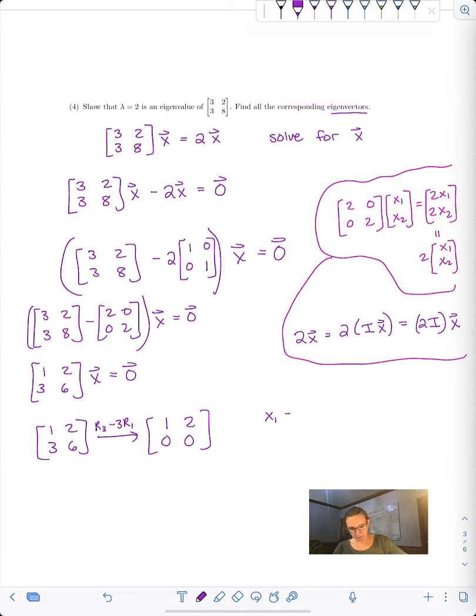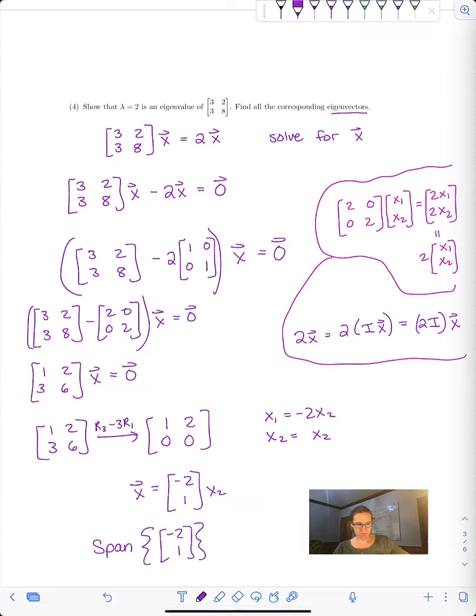We have x1 equals negative 2 x2. x2 is free. And so our eigenvectors are all of the form negative 2, 1 times something. Another way to write that is the span of this one vector. And so this is all possible eigenvectors for lambda equals 2.